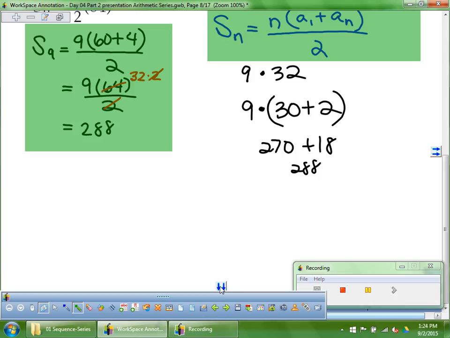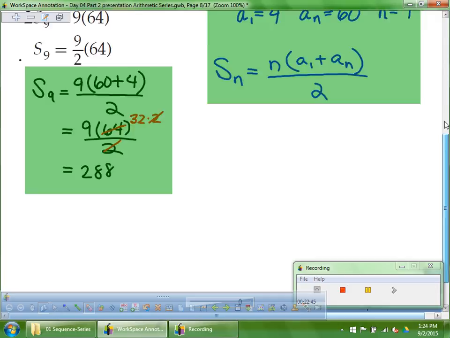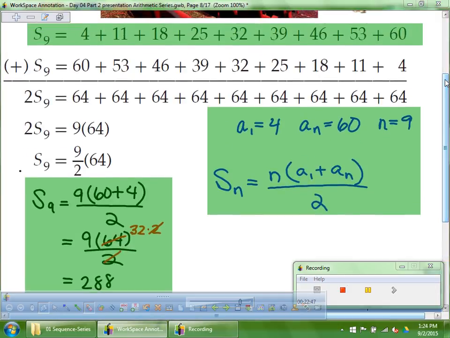Okay, I'm going to also get rid of this. Sorry, don't kill me. Oh, shoot. Okay, what's in green is what you should have. This is the formula. This is what we pulled out of our series, and this is how we used it. Okay? This is going to be Arithmetic Series.